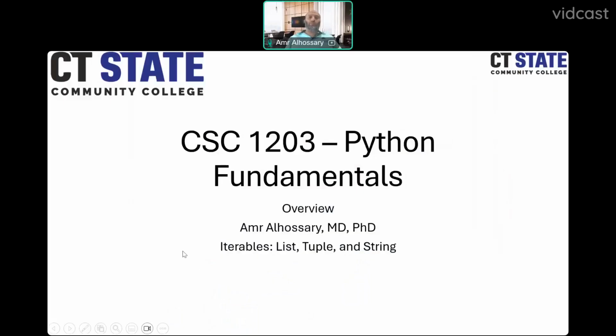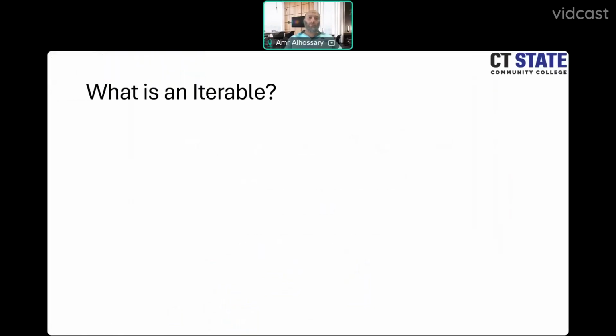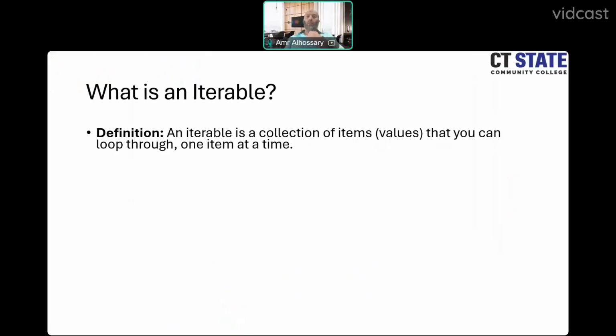Today we'll talk about iterables. That includes lists, tuples, strings, and other stuff. First, what is an iterable? An iterable is a collection of items. These items can be simple values or objects, as we talked about earlier in the data types video. And this collection we can loop through one at a time. We can think of an iterable as something we can loop through one at a time.